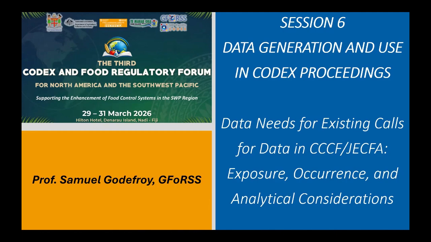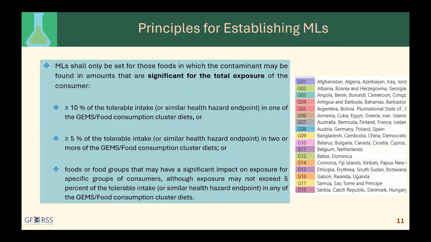Basically, the consumption data that is done using the cluster diet information is based on FAO collected data using the food balance sheets. Food balance sheets are not necessarily consumption data. It's basically food availability. So it's not really what is consumed, it's what is available, and these are approximations. The information is shown by gram per person per day.